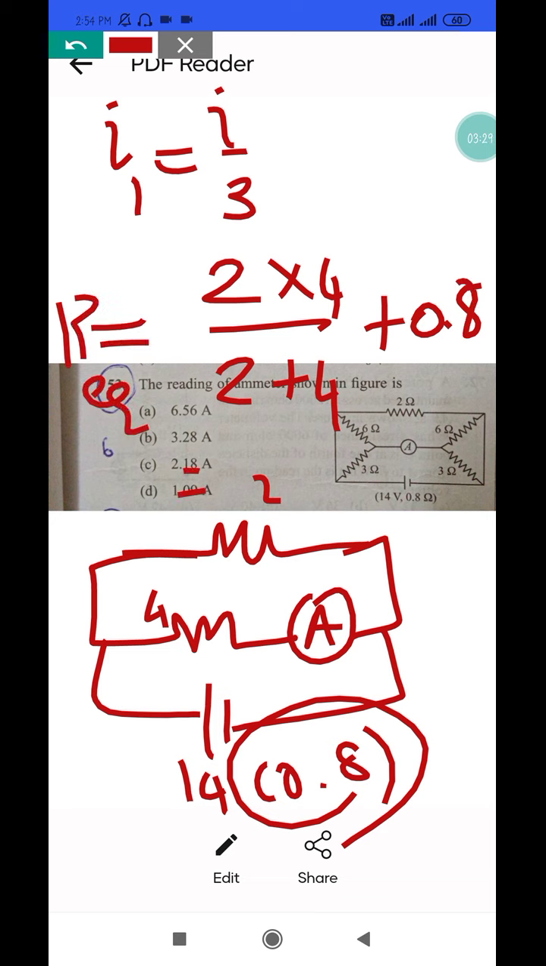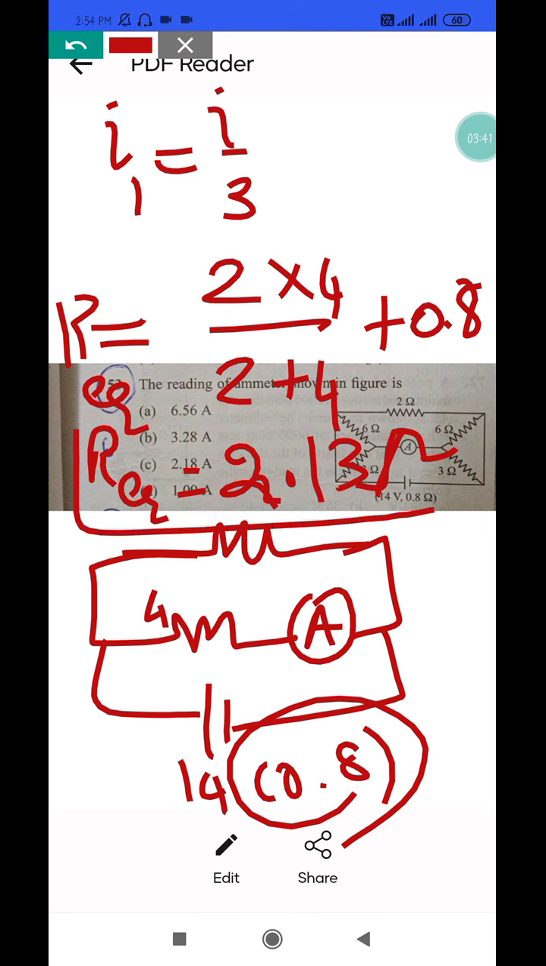Is that clear? Right? So now what does the value turn out to be? If you do this, the total value turns out to be 2.13 ohm. So this is the equivalent resistance. Please do check this value. Right. So now we have got the equivalent resistance.